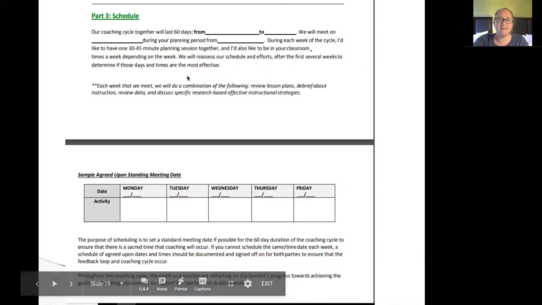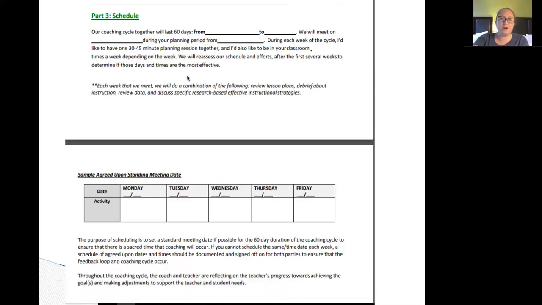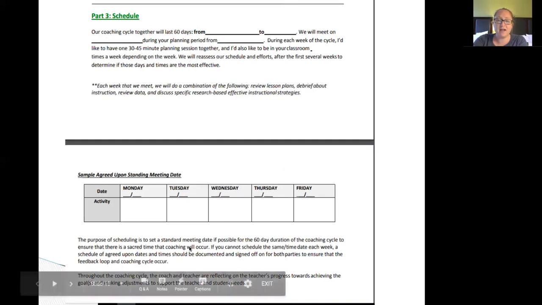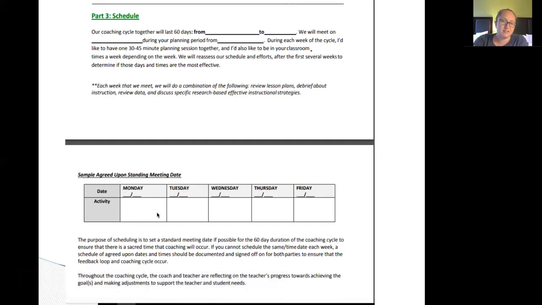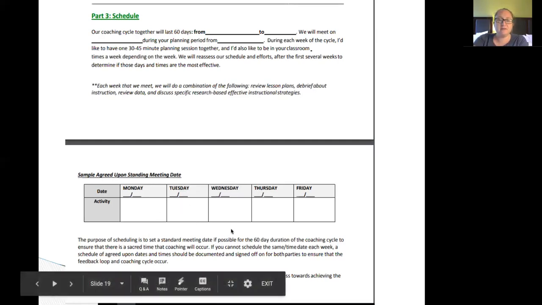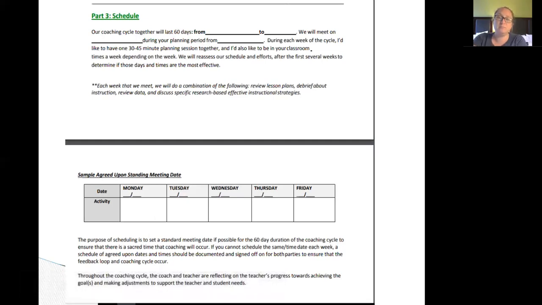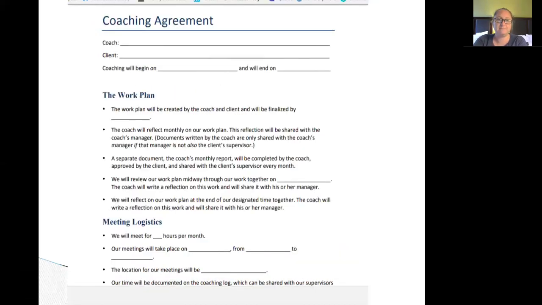Something else, sometimes people have these fill in the blanks for a coaching agreement, like our coaching cycle will last, you know, how many days, we'll meet on whatever days, during what block of time, but clearly defining what that could look like, and then even having a schedule. So, on Mondays, I'm going to observe word study, and on Tuesdays, we're going to co-plan whatever else. And the more specific you can be, the more successful your coaching cycle will be, because it'll be so clearly focused and everyone involved will know what it is that they're supposed to be doing.